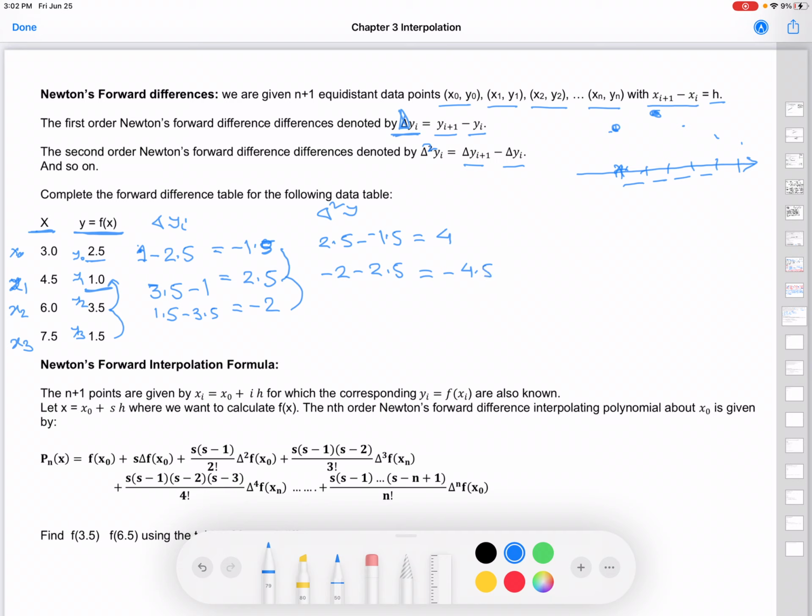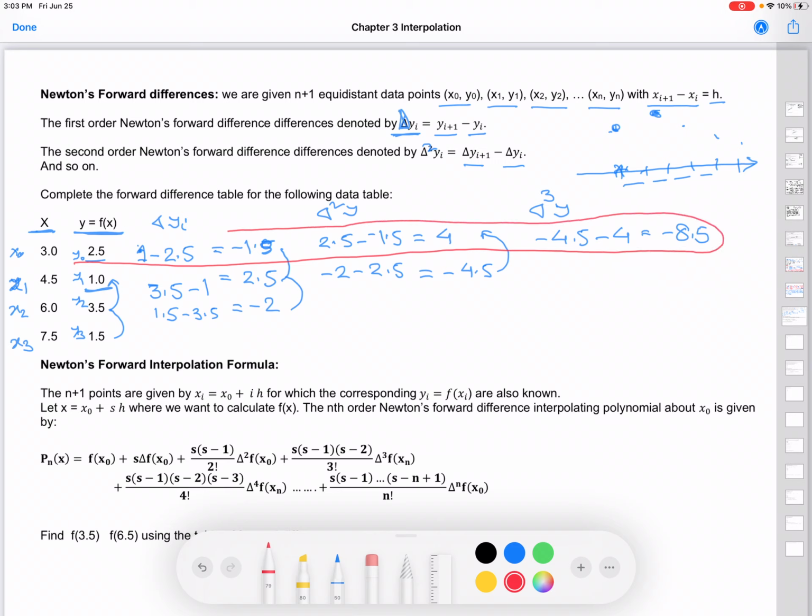4.5. Okay, now we are calculating the third order difference. So what will be the third order difference? The difference between these two: negative 4.5 minus 4, which is negative 8.5. Now when you are using them in the formula, again you are just using the values in the first row. In forward difference, you are using the values in the first row, and in backward difference you will use the values in the last row.